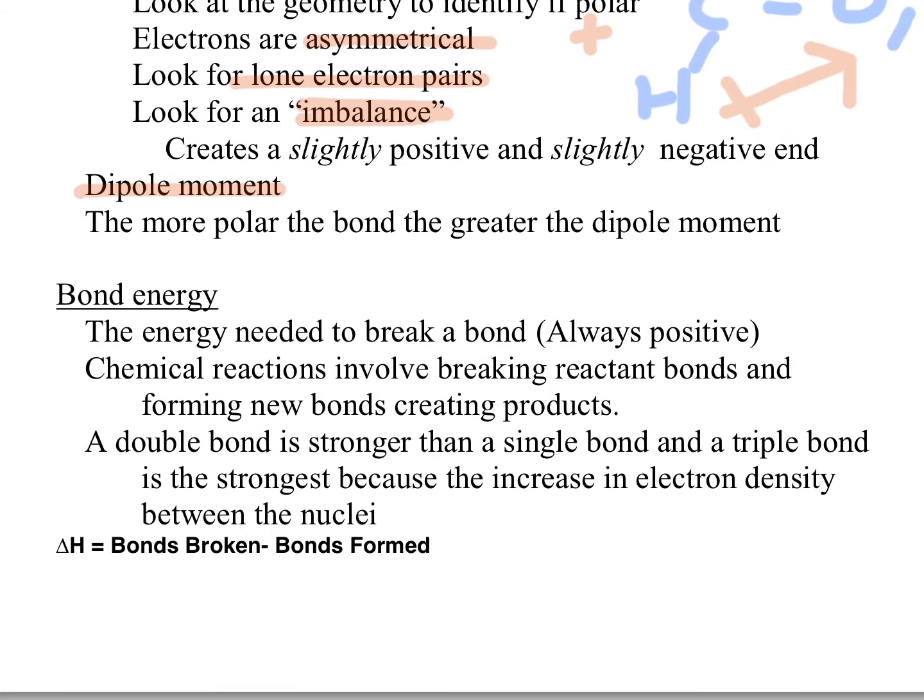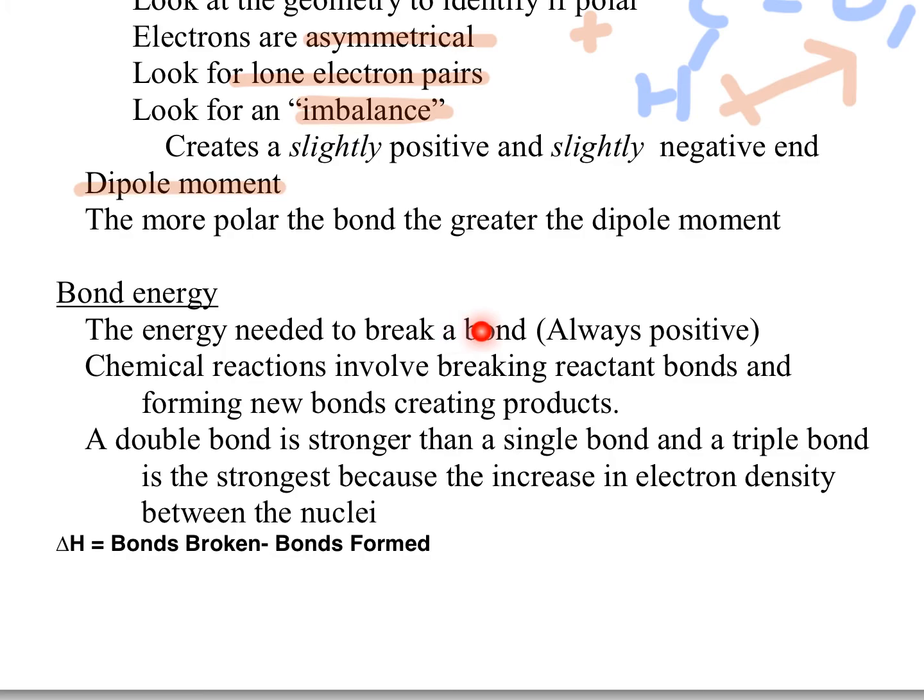Last concept, bond energy. It is the energy needed to break a bond. It is always positive. Chemical reactions involve breaking the reactant bonds and forming new bonds. These new bonds, these new compounds, these are our products. A double bond is stronger than a single bond, a triple bond is strongest, and you will always use this phrase to justify this: because of the increase in electron density between the nuclei. That describes both bond length and bond strength. Now the formula is still bonds broken minus bonds formed. Make sure you have that.